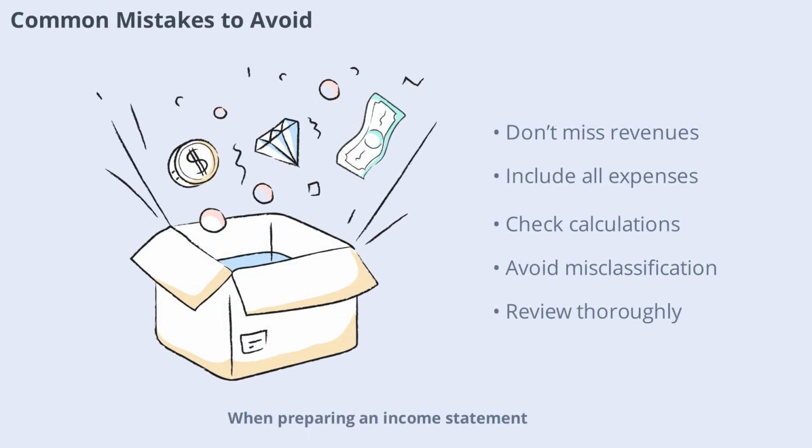When preparing an income statement, there are some common mistakes to watch out for. These include missing revenue sources, forgetting certain expenses, or making calculation errors. It's also easy to misclassify items, such as recording a capital expense as an operating expense. Avoid these pitfalls by keeping detailed records, reviewing your work, and understanding each category. Being thorough helps ensure your income statement is accurate and reliable.